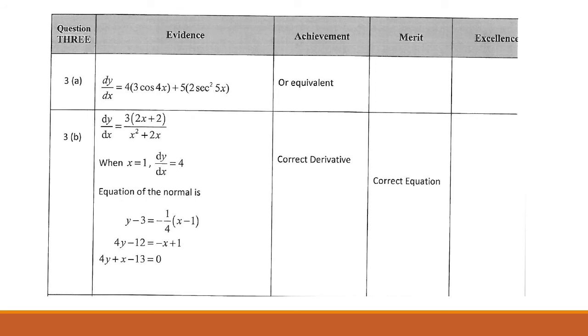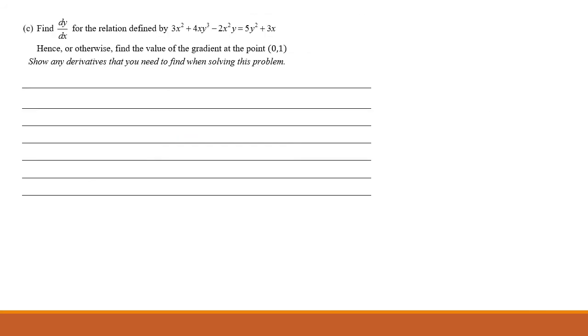So correct derivative, achieved tick. Correct equation, so understanding the normal is negative 1 over the gradient there, chucking it in there as your merit. Quite a big jump from there to there, but I know it's a derivative paper. Make sure you can derive, because if you can derive you have been able to achieve every single time so far. Okay, so here's your implicit differentiation one.